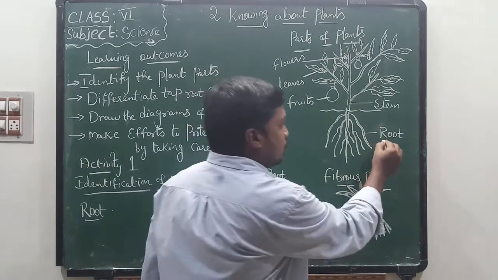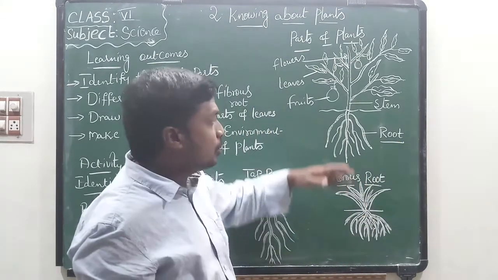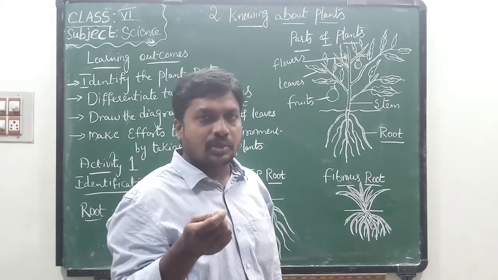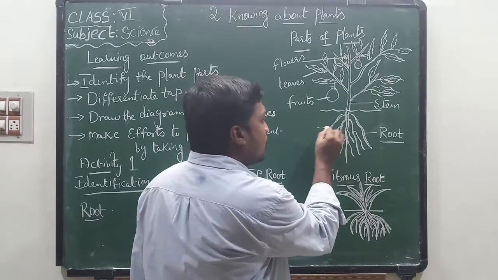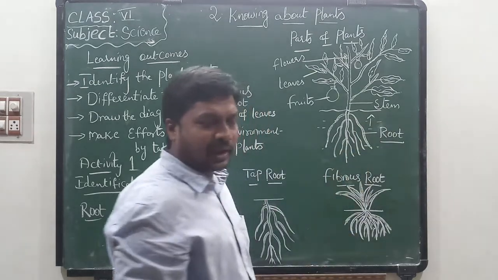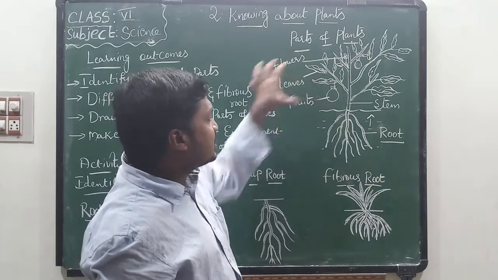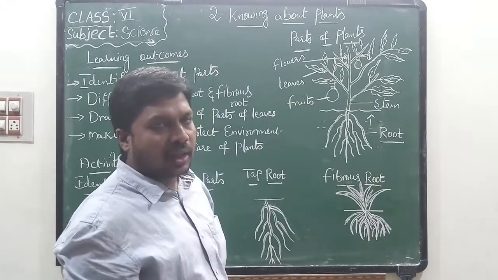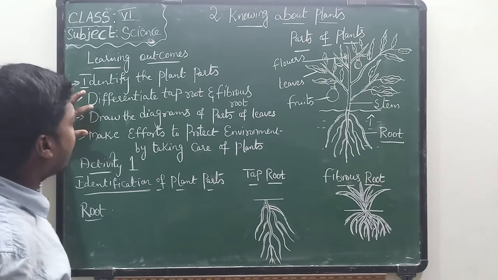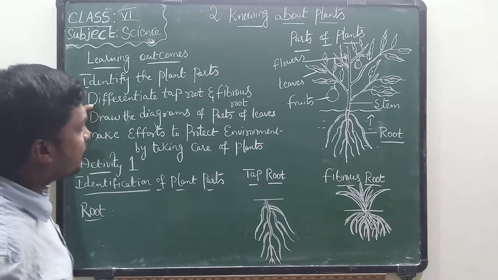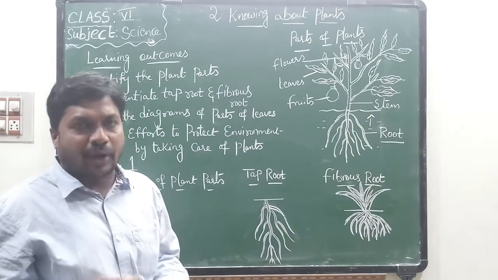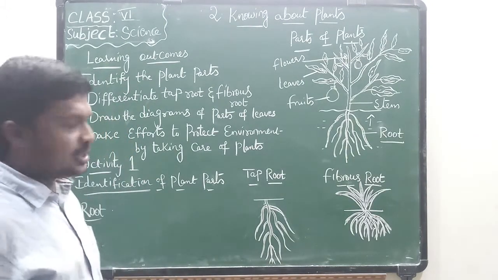If you observe, roots grow inside of the soil. What is the function of roots? Roots help to absorb water from soil and send it to all parts of the plant. So these are the major parts of a flowering plant. And we have to discuss different shapes, tap root and fibrous root. I will explain about tap roots and fibrous roots next.